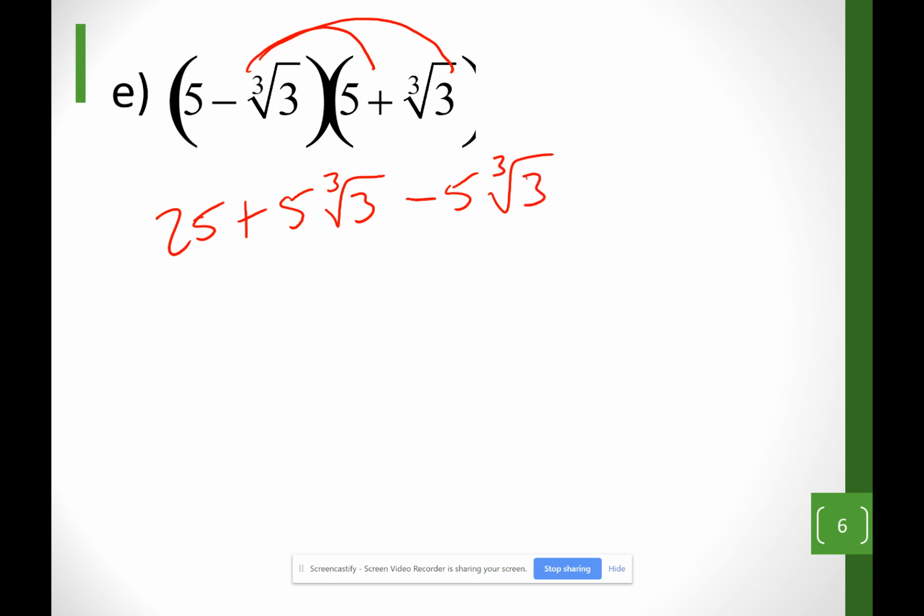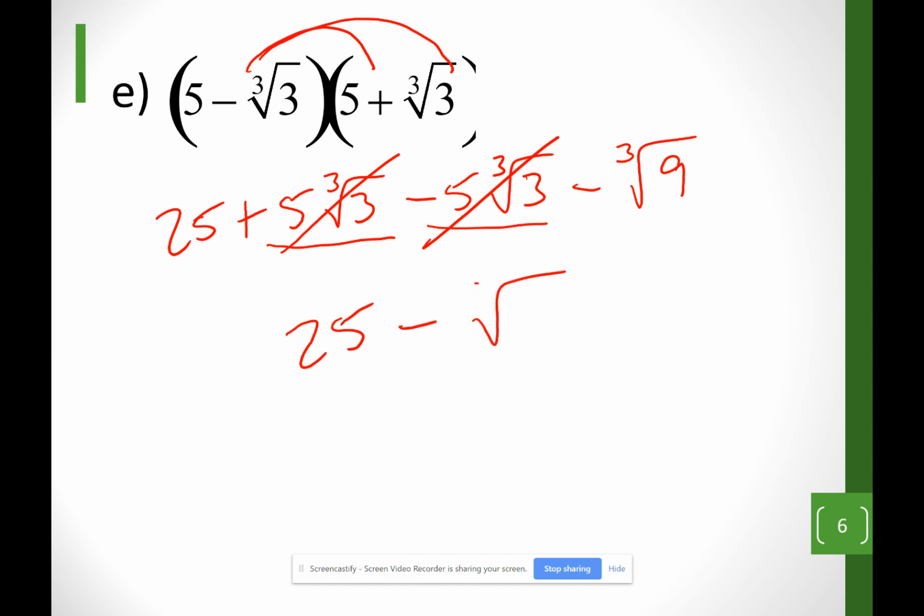Now, negative cube root of 3 times a positive cube root of 3 gives me a negative cube root of 9. The root, leave it the same. I'll just multiply my numbers inside. 3 times 3 gives me 9. Now, cool thing in here is the middle term cancels out. Those are like terms. 5 minus 5 is 0. So they go away. My last thing, cube root of 9, that's not a perfect cube. The square root of 9 is, but not the cube root. So I'm just going to write this as 25 minus the cube root of 9.